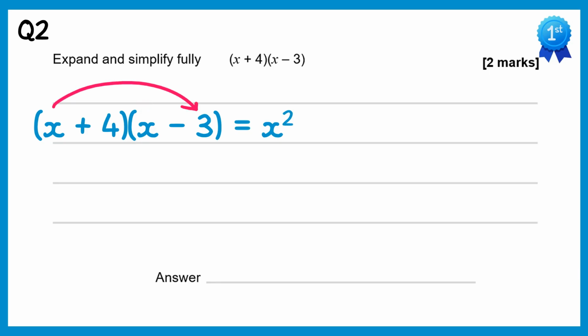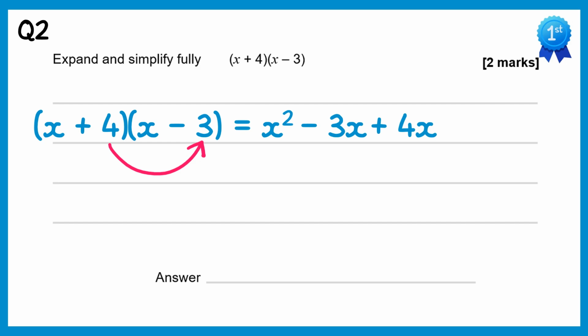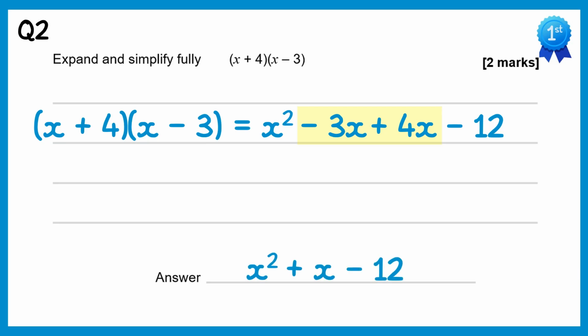Then x times negative 3, that's negative 3x. Then a positive 4 times x, that's plus 4x. And finally positive 4 times negative 3, that's negative 12. Now we just need to simplify, we've got two terms here in x, negative 3x plus 4x is positive 1x. So we end up with the answer x squared plus 1x minus 12.